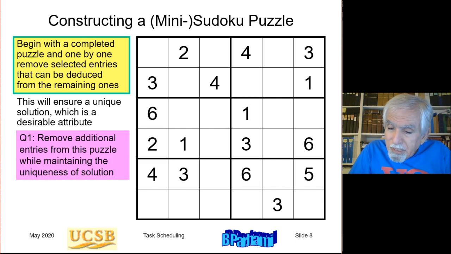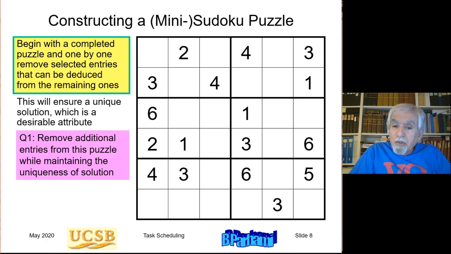So question 1 for this lecture is for you to remove additional entries from this puzzle. So start from this state that you see there and see what you can remove. So for example, can you remove this 3? The answer is yes, because this box needs a 3, but the 3 cannot go here and it cannot go here. So that's the only position that is possible for it. Therefore, if I remove it, going backwards and solving it, I would put 3 there, and therefore I will get the same puzzle that I started with.